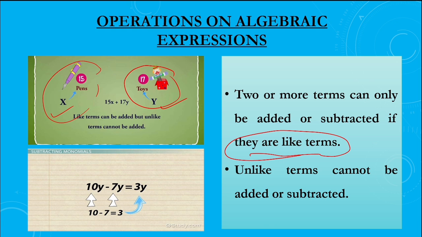So you can write 15 of x and 16 of y. y is denoted as toys and x is denoted as pens. So 15 pens and 16 toys. So that's why 15x plus 16y, because like terms can be added but unlike terms cannot be added. Okay. So here is 10y minus 7y. We can subtract it because they are like terms. So 10 minus 7, that is 3y. Means when they are like terms, we only add or subtract the coefficients. Okay.